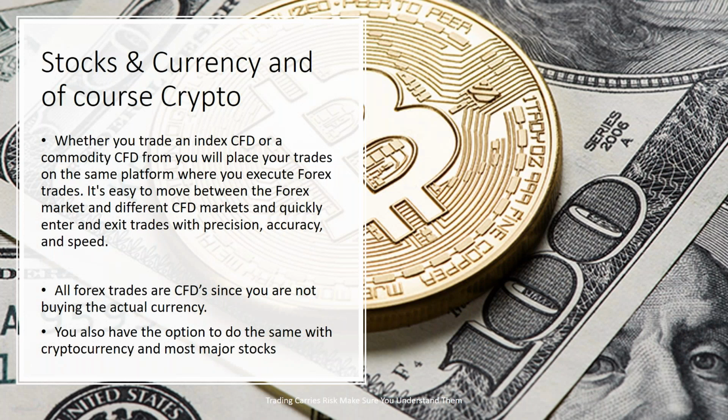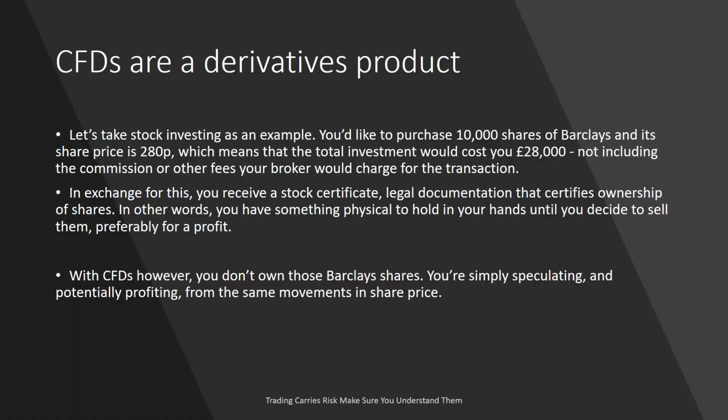So whether you trade an index CFD or a commodity CFD, you will place your trades on the same platform where you execute Forex trades. It's easy to move between the Forex market and the different CFD markets and quickly enter and exit trades with precision, accuracy, and speed. All Forex trades are CFDs since you are not buying the actual currency. You also have the option to do the same with cryptocurrencies and most major stocks.